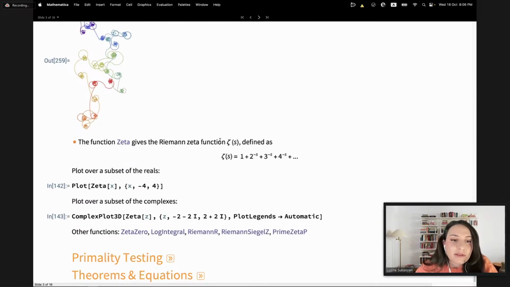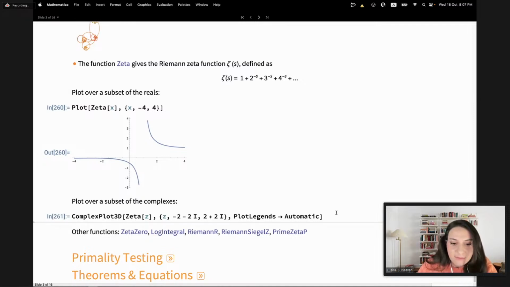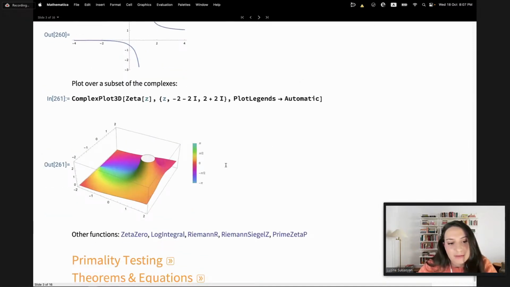The next function is the Zeta function, which gives the Riemann zeta function ζ(s), which is defined like this. This is a complex valued function from analytic number theory. There are some major and serious results, but let's not go there. Let's just play with it, and of course, you want to plot it. So here we can plot it over the reals, over a subset of reals, or over a subset of complexes. And this is what we get. Some other functions in this category are ZetaZero, LogIntegral, RiemannR, RiemannSiegel, RiemannXi, and others.